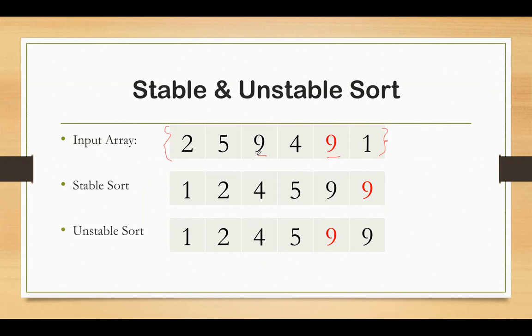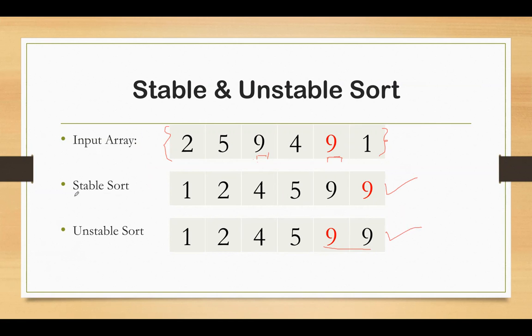One is to preserve their relative ordering, so that the black 9 should come before the red 9. Otherwise, we can ignore the relative ordering and just place the numbers in their respective order by magnitude. Whenever we preserve the relative ordering of the elements, it is called stable sort. And if we are not bothered about maintaining the relative ordering of the elements, it is called unstable sort.